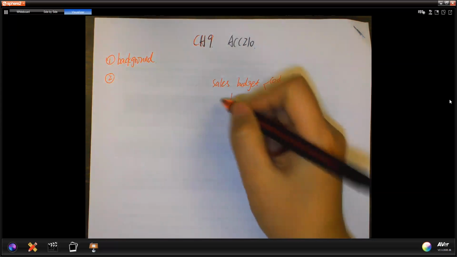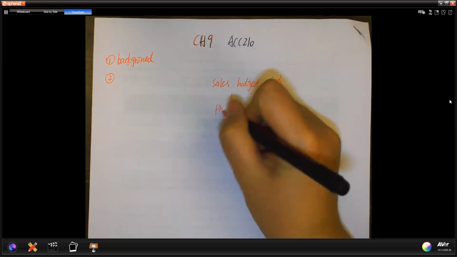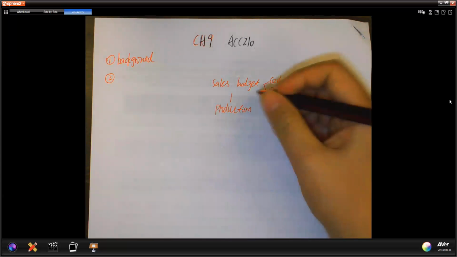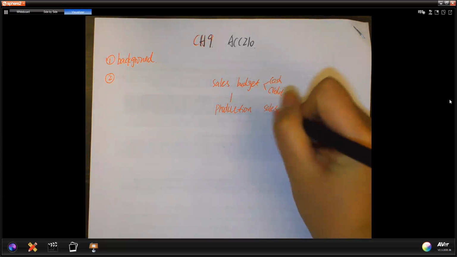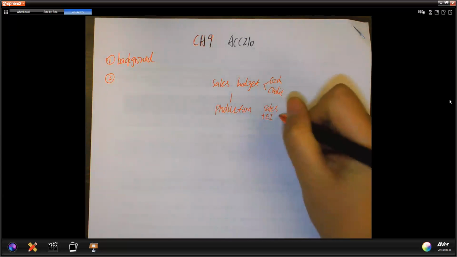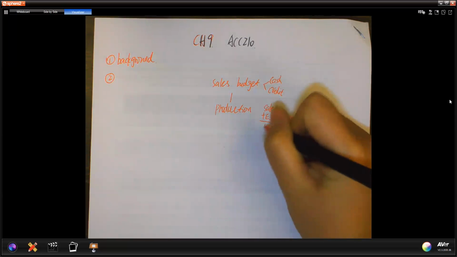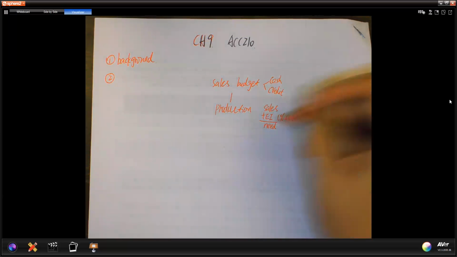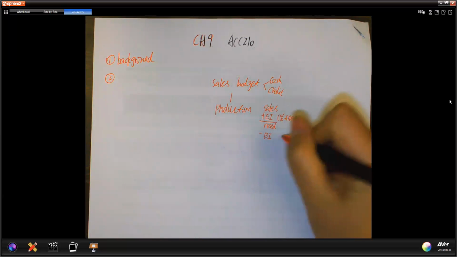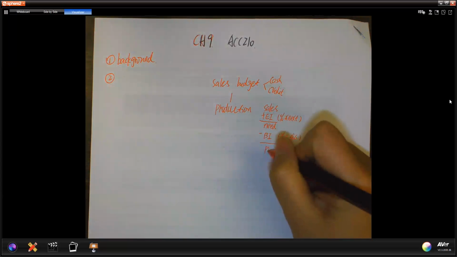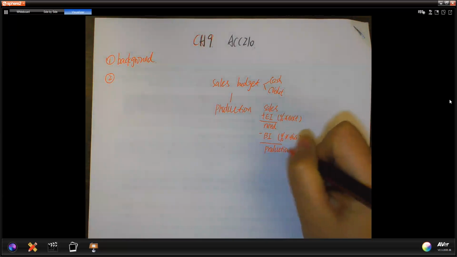From the sales budget, you will get the production budget. In the production budget, you want to know how many units I have to produce. So basically, it is the sales, we add the ending inventory, which is a percentage of next month's sales, and that's all the units we need. We subtract the beginning inventory, which is the percentage times this month's units you want to sell, so you get your production. Those parts you have to know.